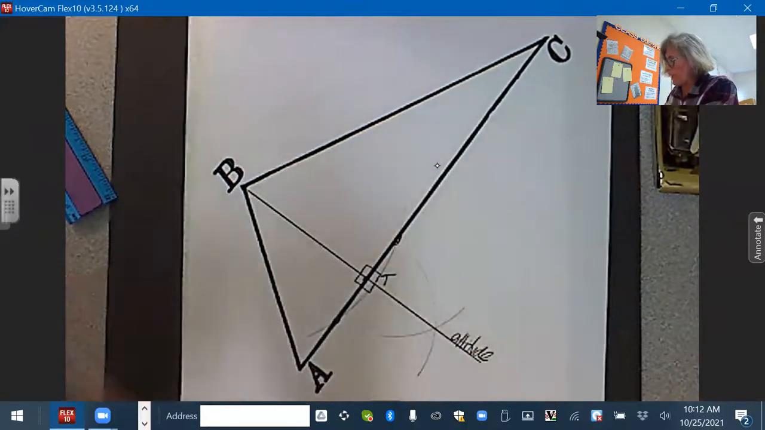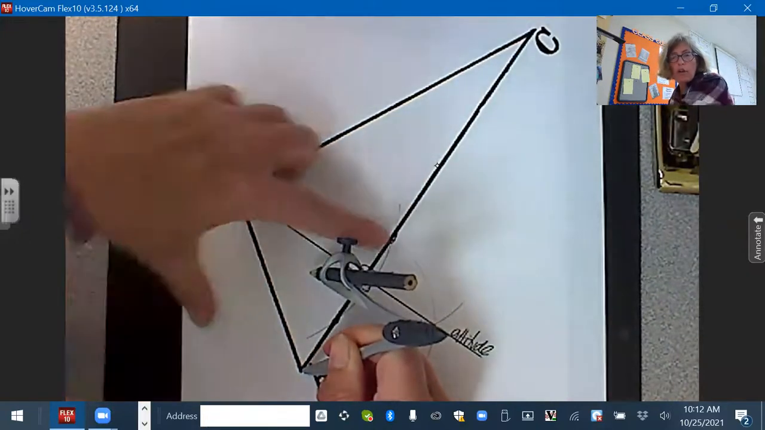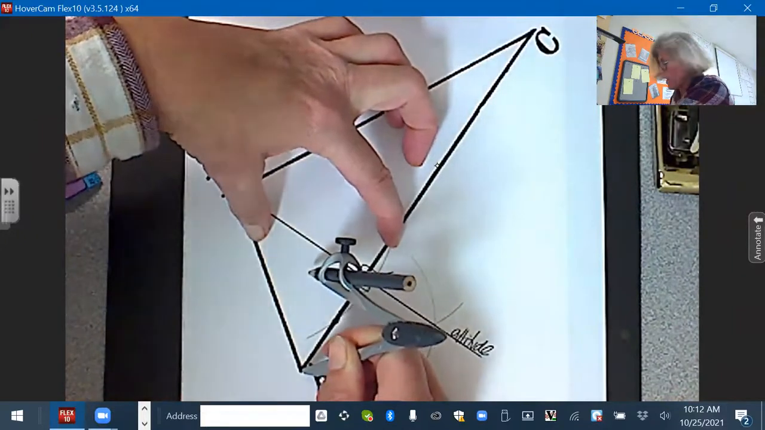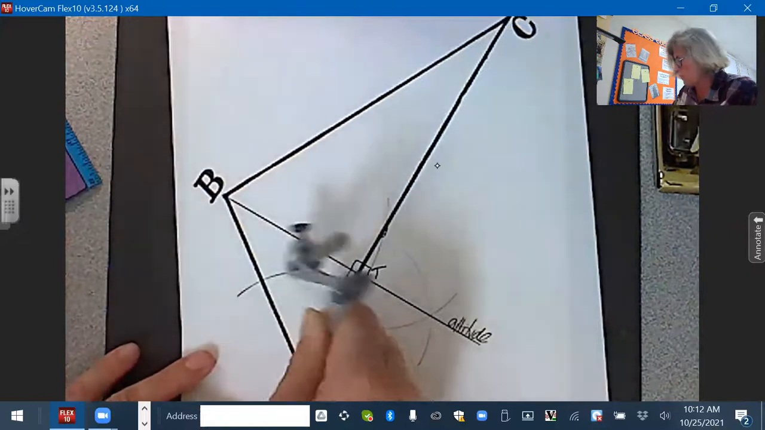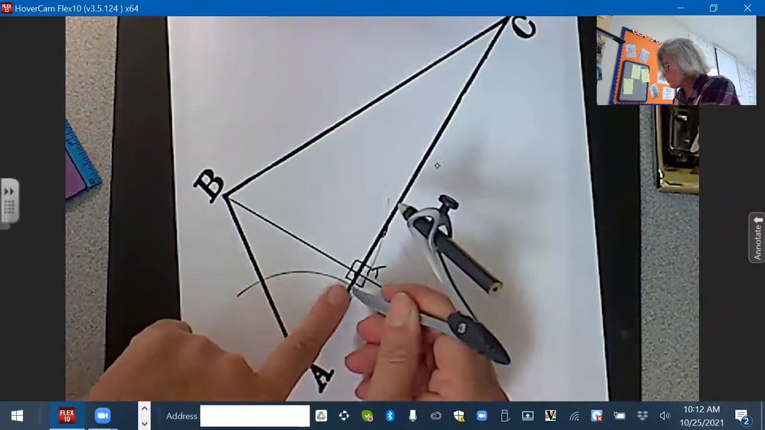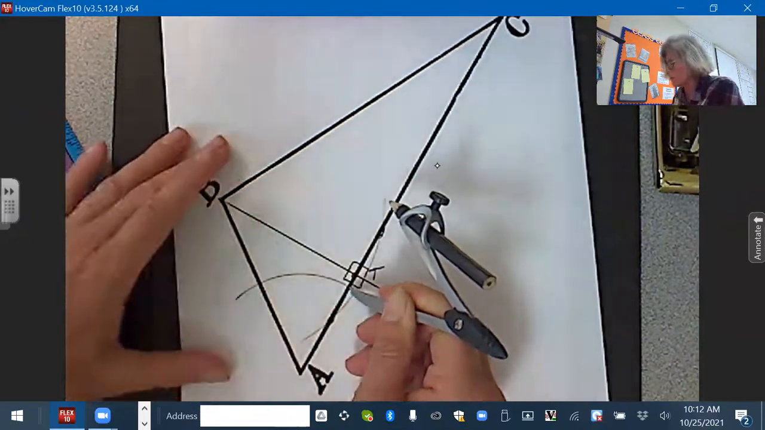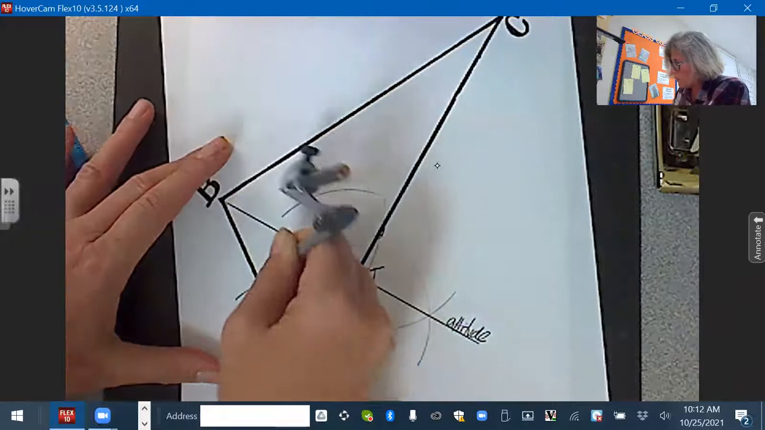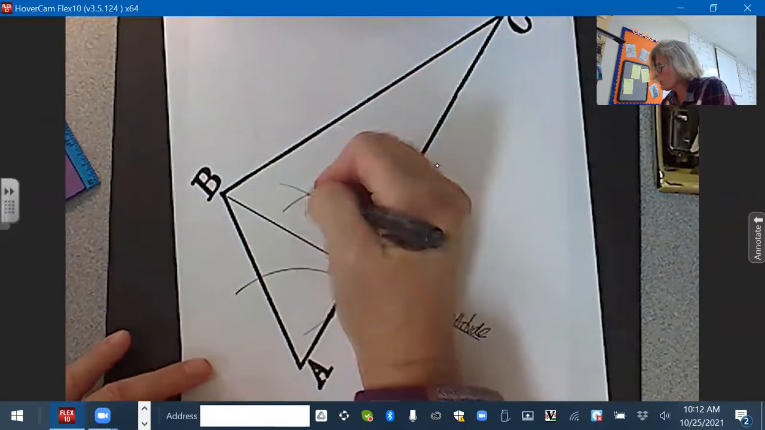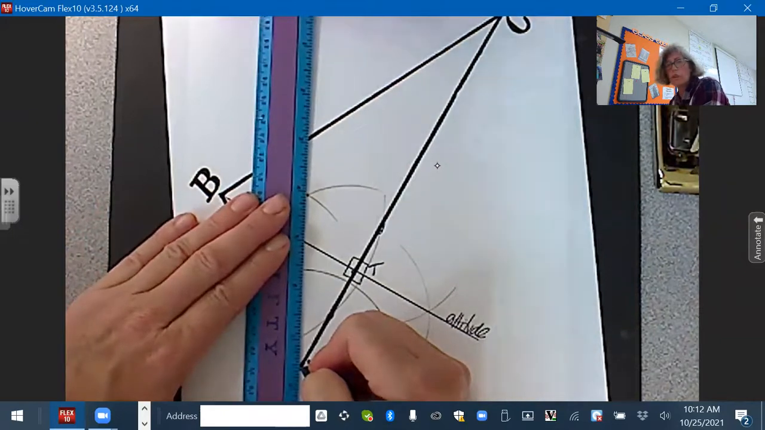So put your pivot on A, and it doesn't matter how far the compass is open as long as it intersects the two arms of the angle. So I'm going to do a smiley. You have 2 points of intersection. Go to one point of intersection. Do not change your compass settings between these 2 points. Sweep, sweep. And from here to here, that's a point of intersection. You draw through that point of intersection.